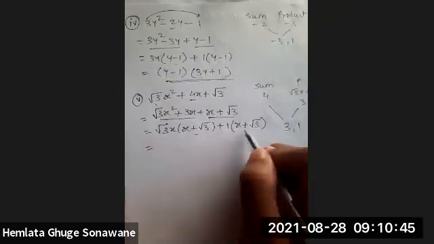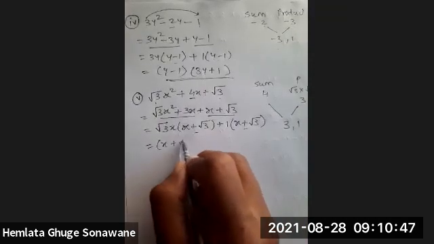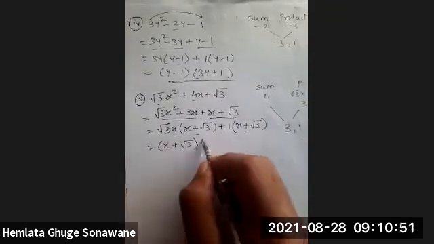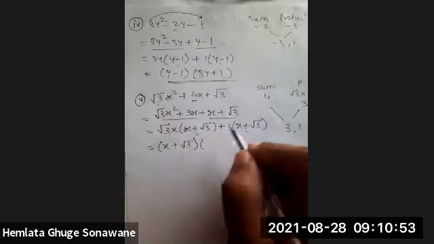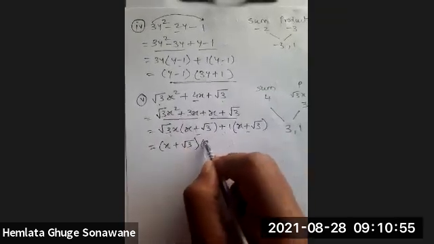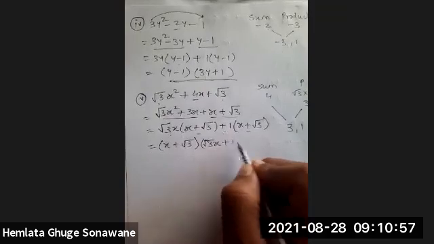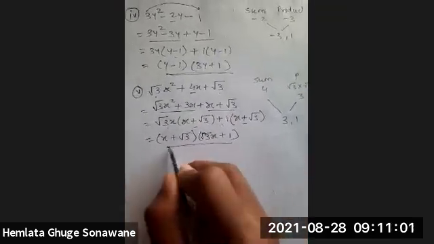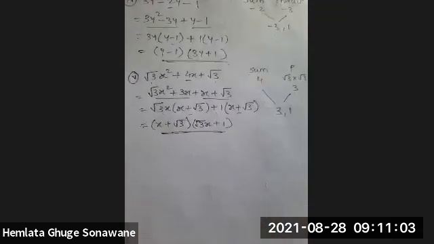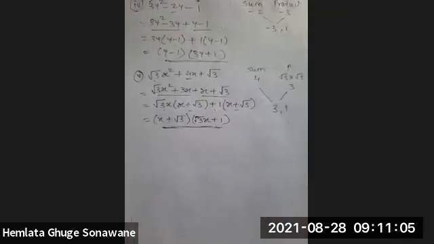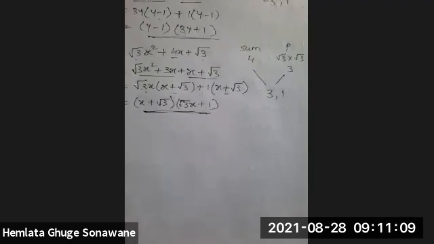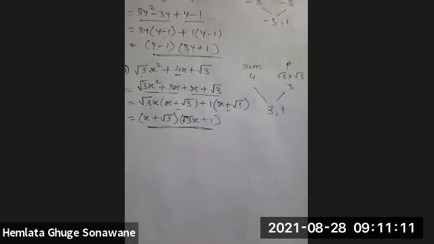You write this bracket x plus under root 3 and the second bracket under root 3 x plus 1. Okay, so these are the factors of the given polynomial. Please go through this.